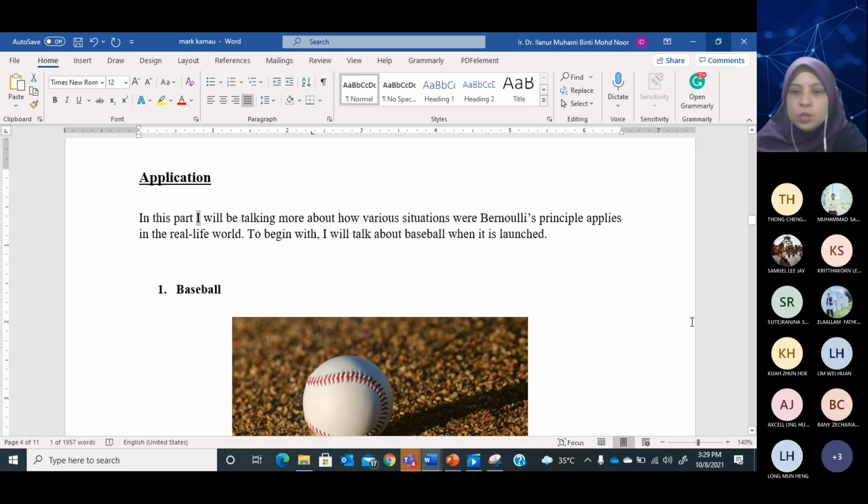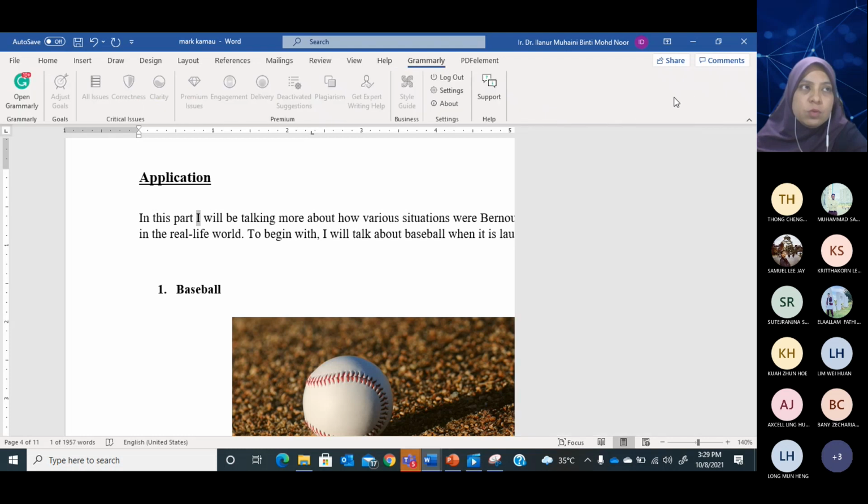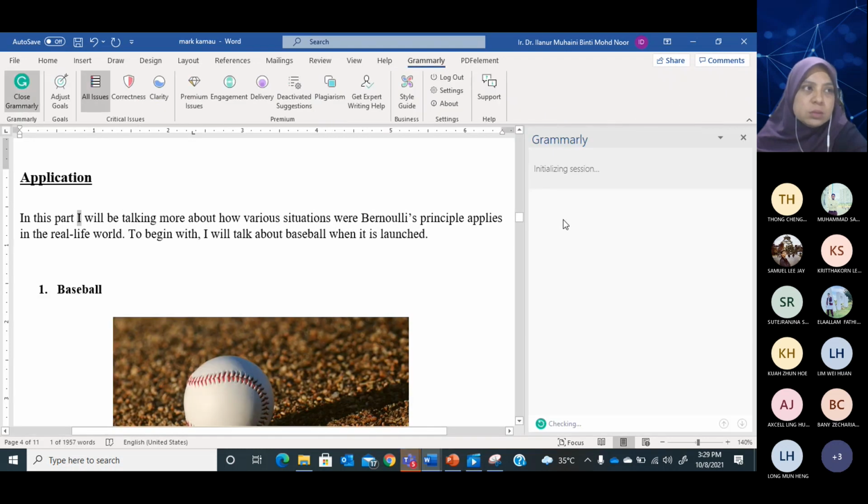Words like I, you, they, all cannot be used in the report. Okay, I. In this part, I will be talking more about how various situations. No need to mention I. Okay, so your sentence should be: various situations can be used to apply the Bernoulli principle. So make better words. If you don't know, open Grammarly.